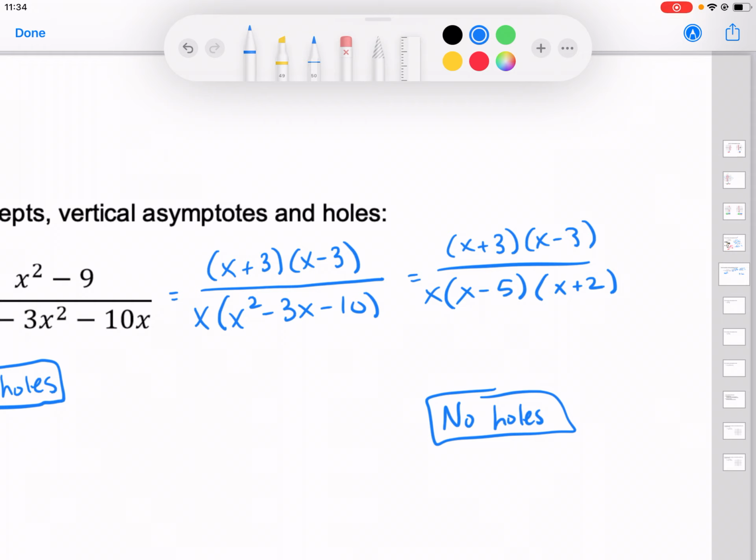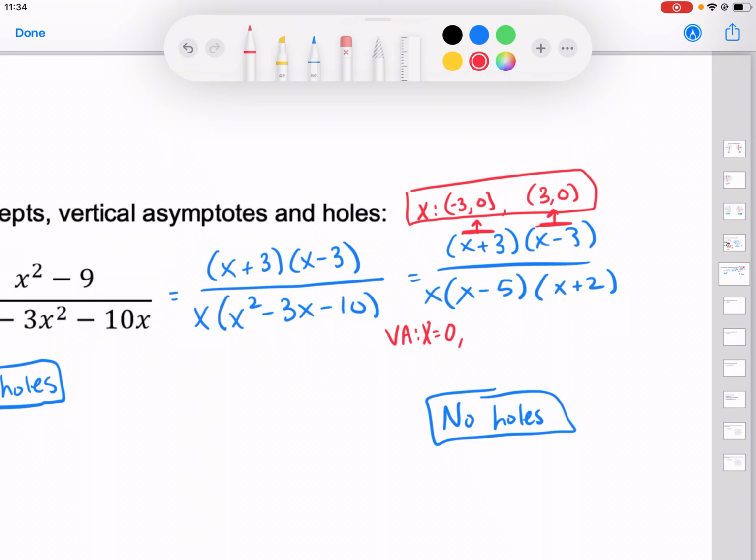So from there, let's go ahead and find our x-intercepts, which I like to do just from the equation. So our x-intercepts are the zeros of the numerator. So one of our zeros is negative 3. So I have negative 3, 0. The other 0 is positive 3. So I have positive 3, 0. And that would be your x-intercepts. Vertical asymptotes are the zeros of the denominator. So we'd have x equals 0, x equals 5, and then x equals negative 2, because I just find the zeros of each of these factors down here. And that's it.